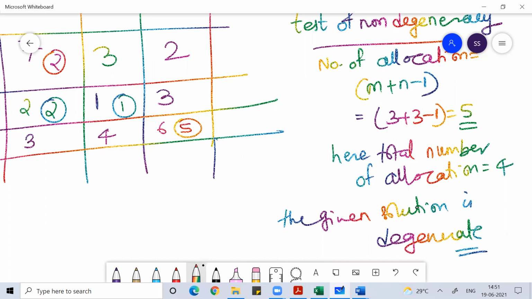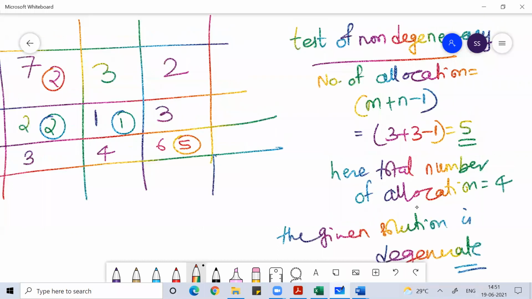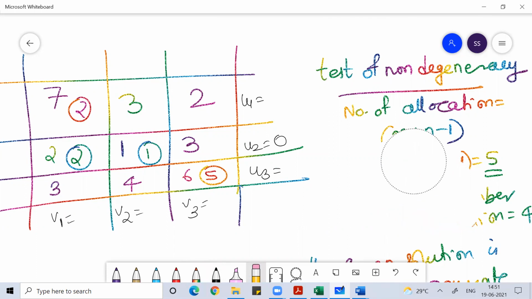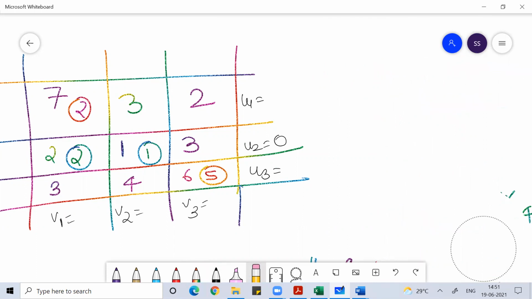Now, when we work on optimality, we'll write here U1, here U2, here U3, here V1, here V2, here V3. Out of U1, U2, U3, V1, V2, V3, we'll put one variable equal to 0. Whichever row or column has the maximum allocation, you can put that variable equal to 0 under the UV method. Okay, so I've done that.